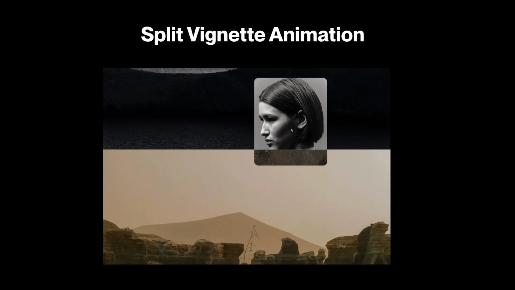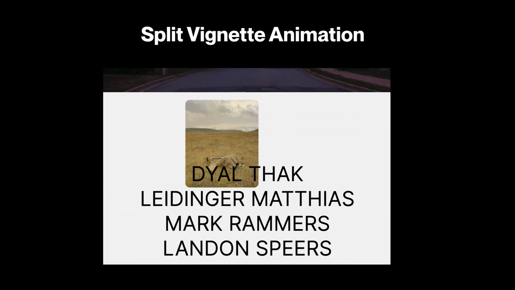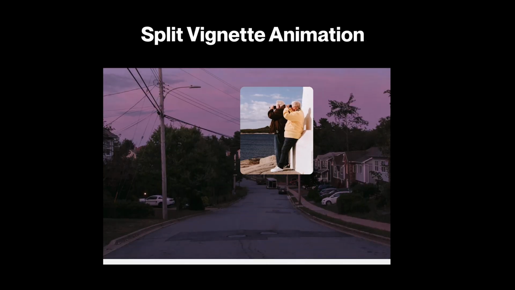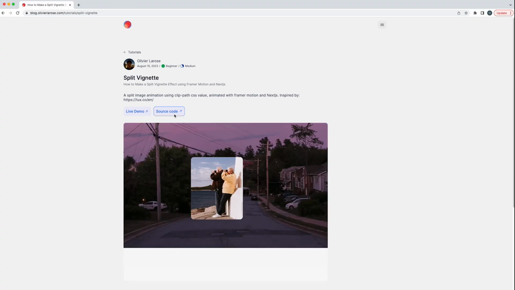And thankfully, we're gonna solve it in a clean, declarative way using Framer Motion. And we're also gonna take a look at the CSS clip path value to hide part of a fixed element and create this split image effect. And as always, you can find the live demo and the source code in the description below.